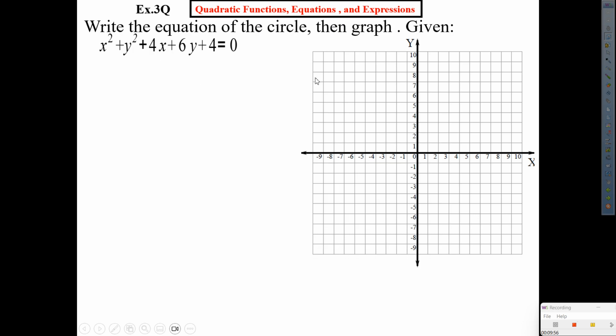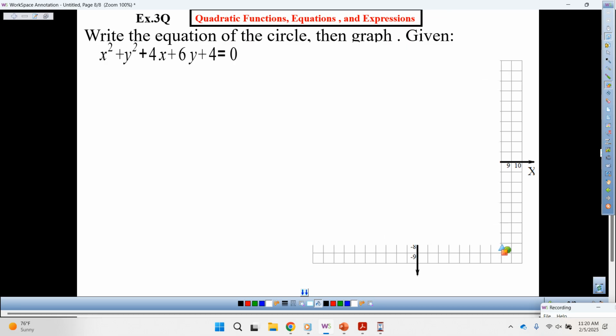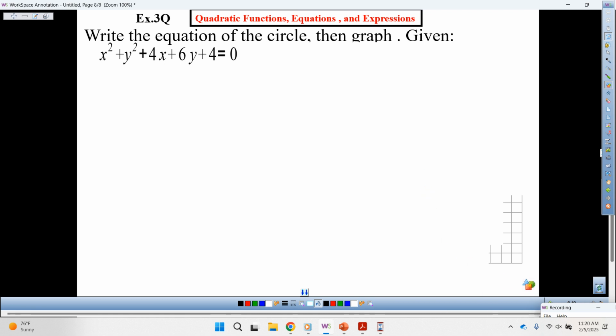So on your paper, copy this one, please. Example 3Q. We're going to do another one here in class before I go over the home plate, or at least one problem from the home plate. And you make some space here. Just copy the equation. The equation given is x squared plus y squared plus 4x plus 6y plus 4 equal to 0. And you're writing that down, right, Mario?